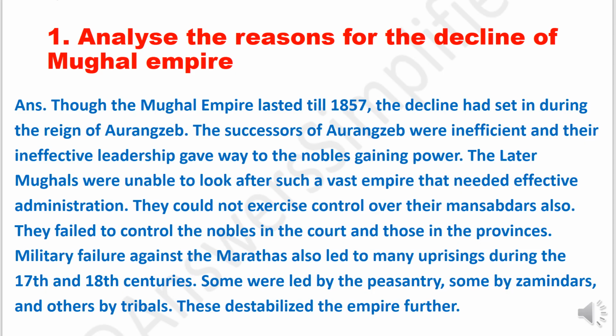Answer, though the Mughal Empire lasted till 1857, the decline had set in during the reign of Aurangzeb. The successors of Aurangzeb were inefficient and their ineffective leadership gave way to the nobles gaining power. The latter Mughals were unable to look after such a vast empire that needed effective administration. They could not exercise control over their Mansabdars also. They failed to control the nobles in the court and those in the provinces.